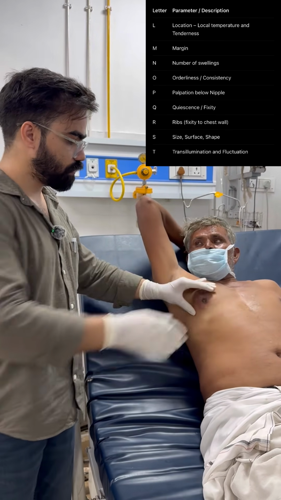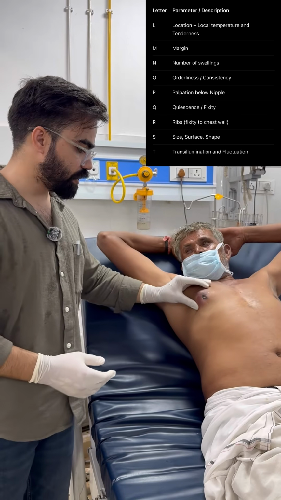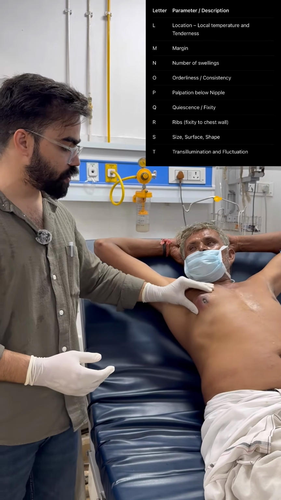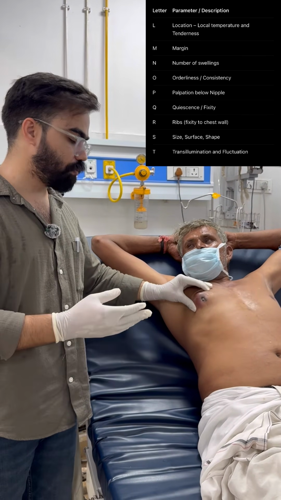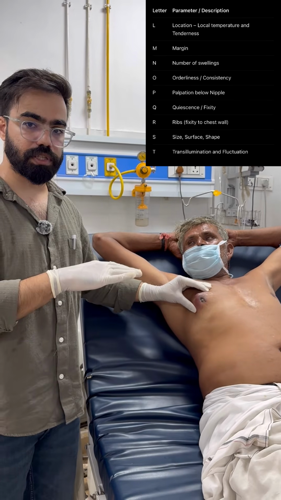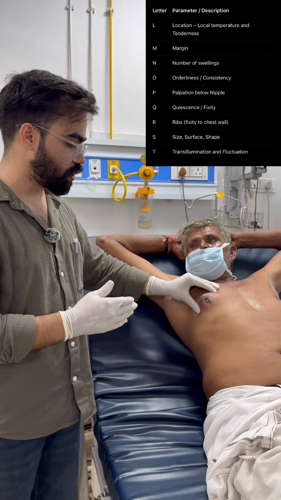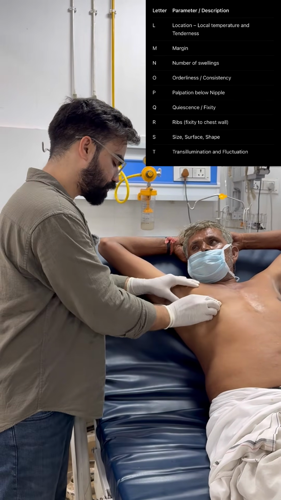In this case, the swelling was superficial in nature, therefore it was freely movable even after tautening the muscles. It is not attached to the ribs because it is still freely movable.